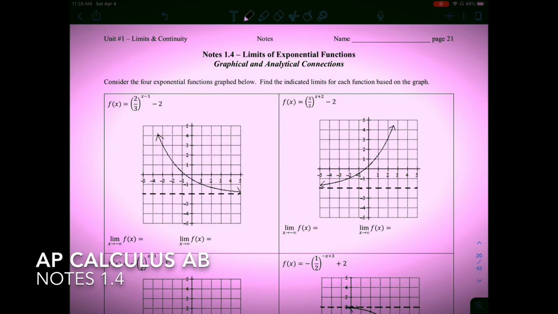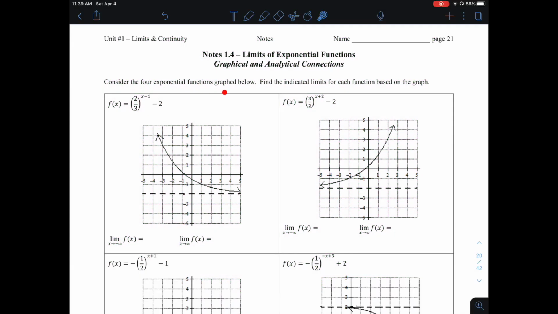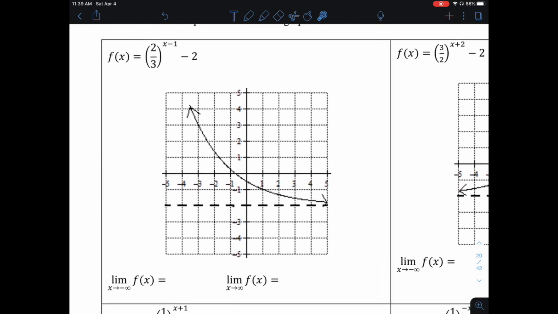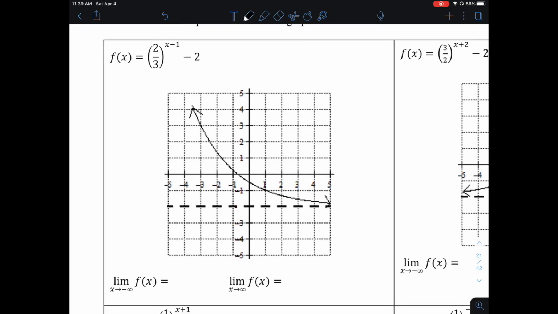AP Calculus AB, Notes 1.4, Limits of Exponential Functions. Consider the four exponential functions graphed below. Find the indicated limits for each function based upon the graph. So hopefully you recall from pre-calculus the importance of these exponential functions.